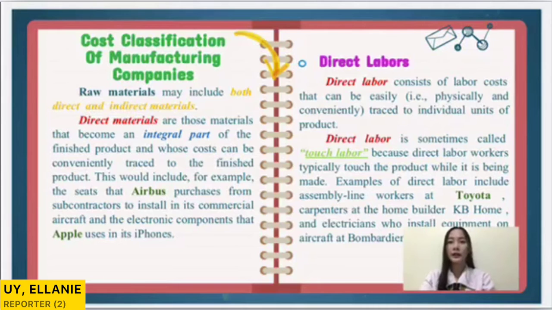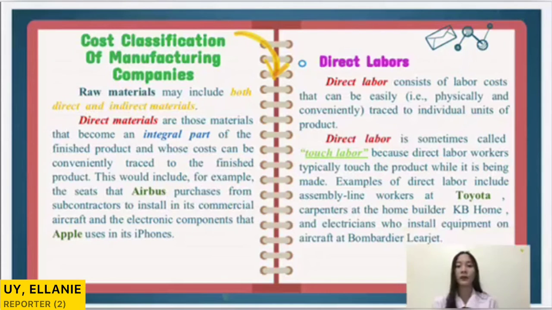Raw materials may include both direct and indirect materials. Direct materials are those materials that become an integral part of the finished product and whose cost can be conveniently traced to the finished product. This would include, for example, the seats that Airbus purchases from subcontractors to install in its commercial aircraft, and the electronic components that Apple uses in its iPhones.